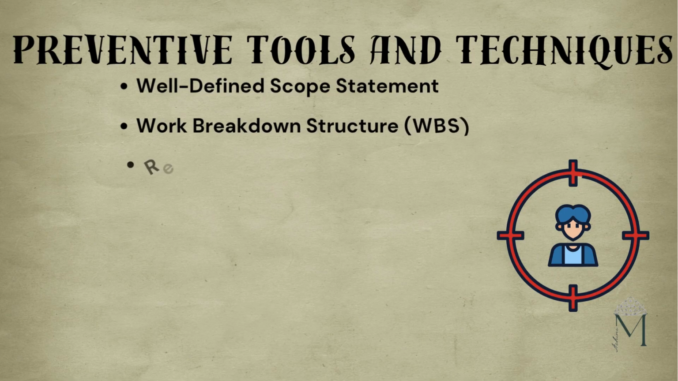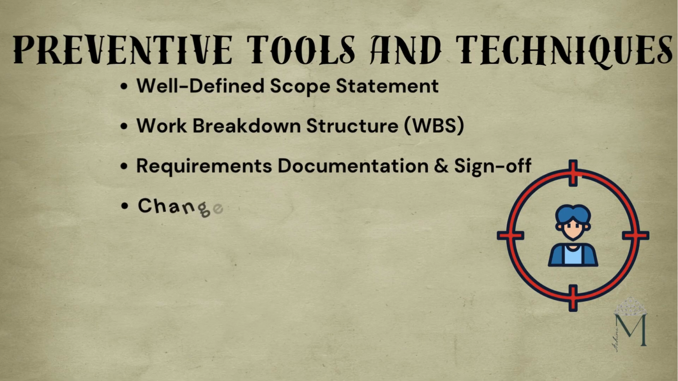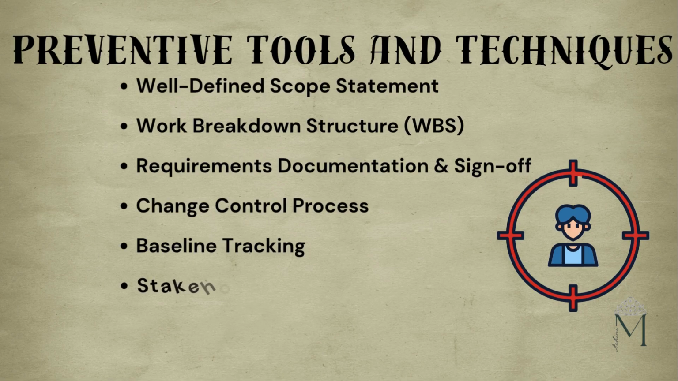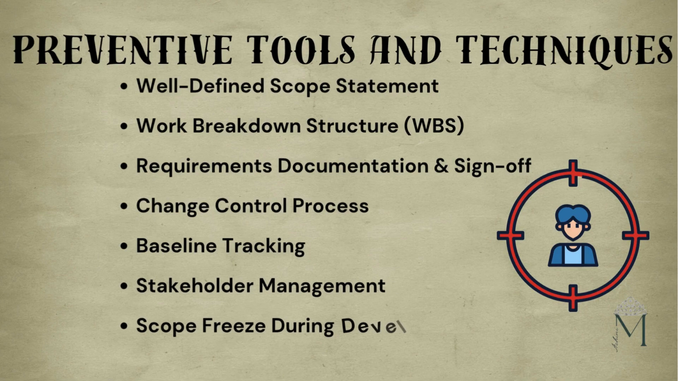In order to prevent scope creep, start with a clear and detailed scope statement which outlines project boundaries, what's in the scope, what's out of the scope, deliverables, and acceptance criteria. Create a work breakdown structure, a visual breakdown of all tasks and deliverables. It helps your team stay focused and aligned. Document all client and stakeholder requirements early and get their formal sign off before starting. This avoids surprises down the line.